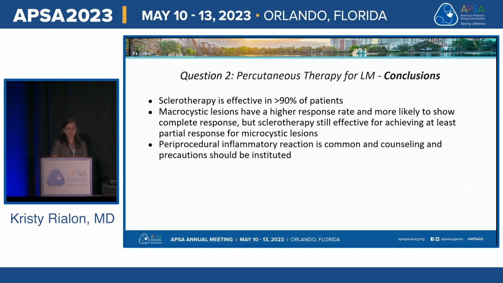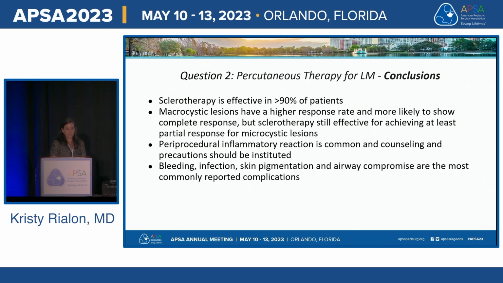Periprocedural inflammatory reactions are common, and patients should be counseled about this, and often there's no intervention that needs to be done. Bleeding, infection, skin pigmentation, and airway compromise are the most commonly reported complications. This is a grade C recommendation with level of evidence 4.